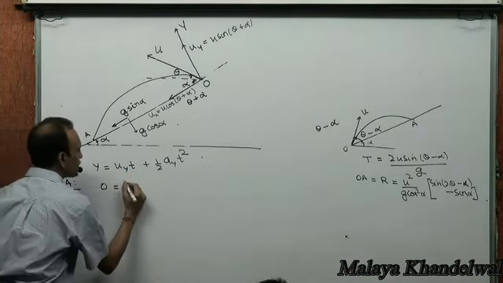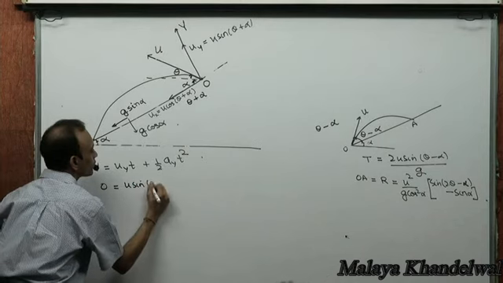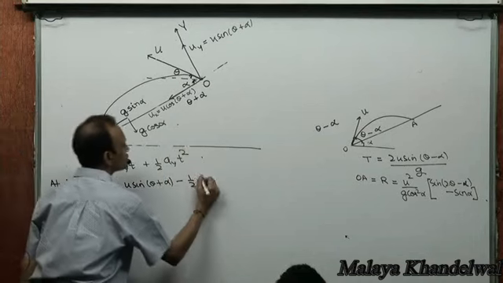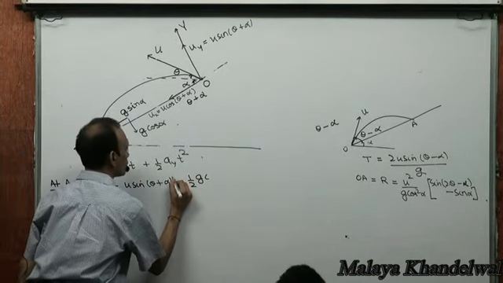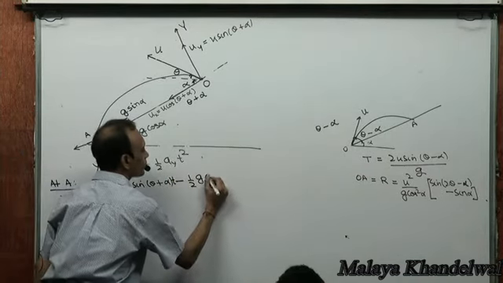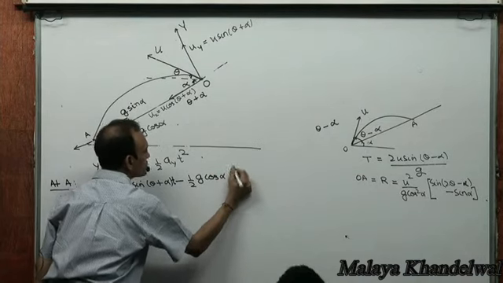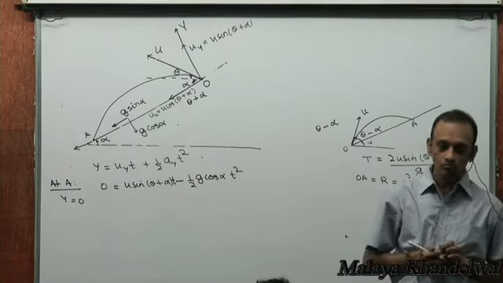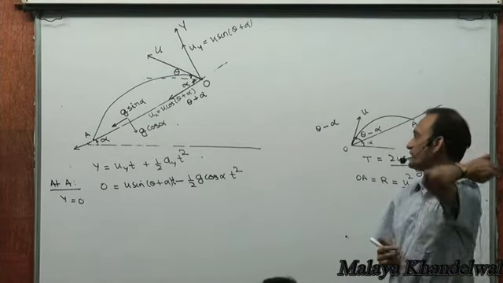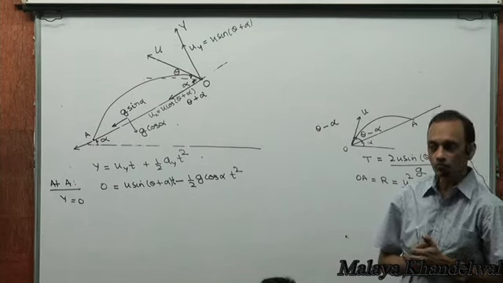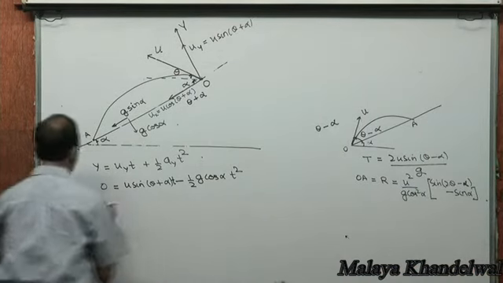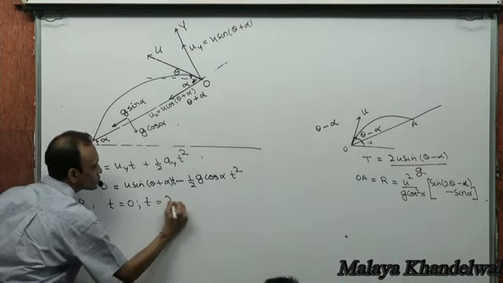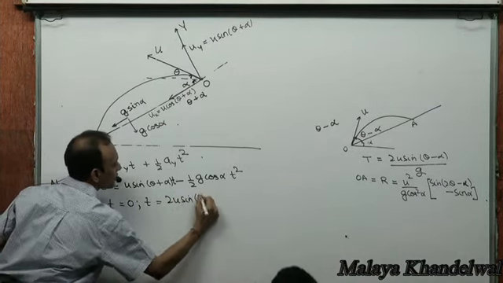uy is u sine theta plus alpha. Half ay is g cos alpha. This will give me those instants of time t when y becomes 0. Evidently, y is 0 gives me two values of time, t is 0 and t is 2u sine theta plus alpha by g.